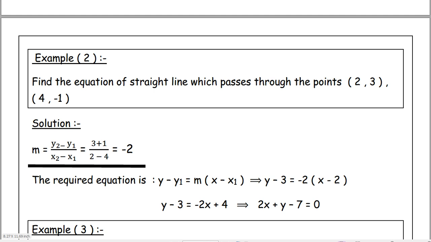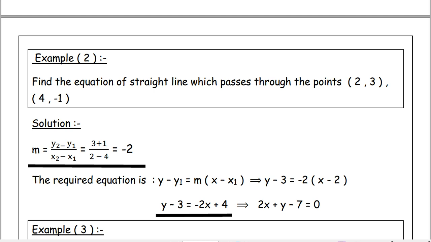What are y and x? They stay as they are. We don't change them. So y minus 3 equals negative 2 times x minus 2. y minus 3 equals negative 2x plus 4. Then we can move negative 2x from the right side to the left side, so it will be 2x plus y minus 7 equals 0.